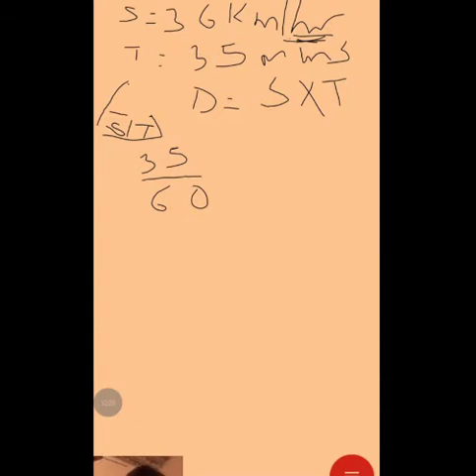Now 5 can divide it also. 5 here 7, 5 here 12. Now 7 is a prime number, so that means it cannot be divided by any other number except for itself and 1. And it cannot divide 12 also. Therefore, we continue. That means the time equals 7 over 12.